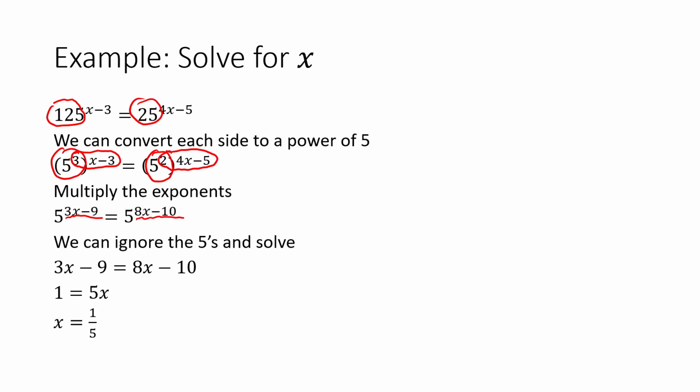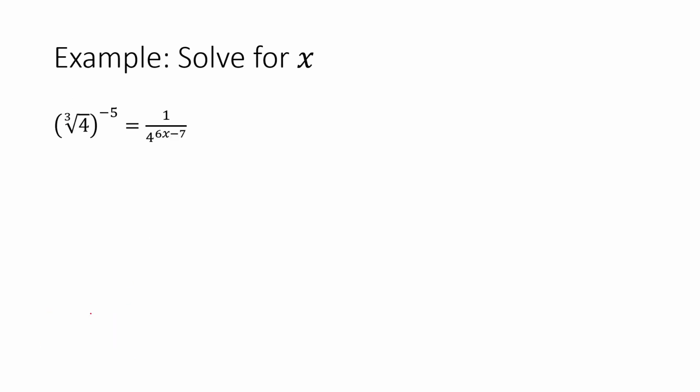And so now we have the same base in each power. We can ignore those bases and just write 3x minus 9 equals 8x minus 10. And then we add 10 to both sides, subtract 3x from both sides. 1 equals 5x, and therefore x is equal to 1/5.